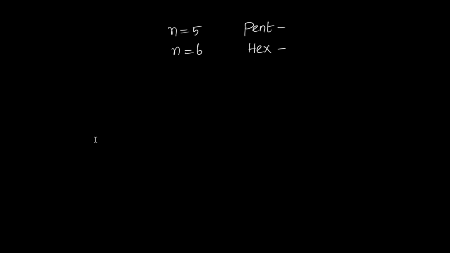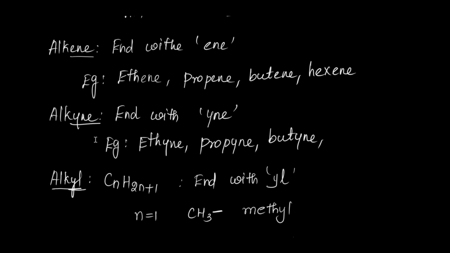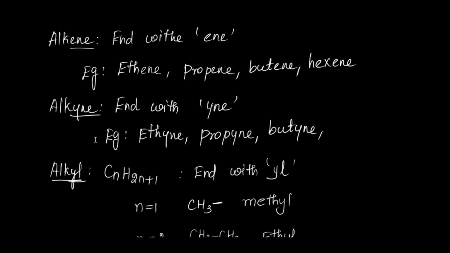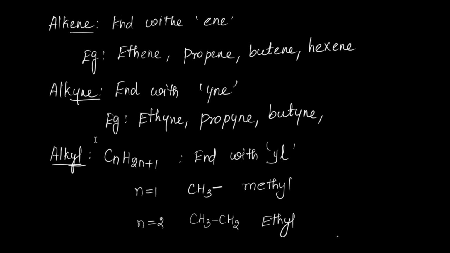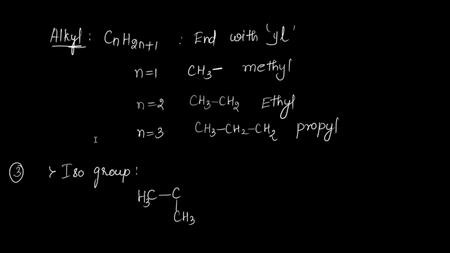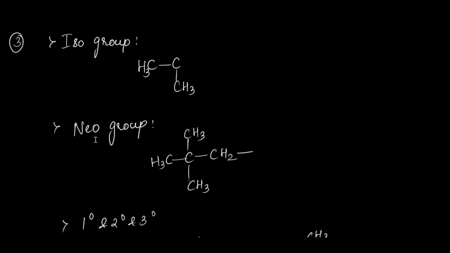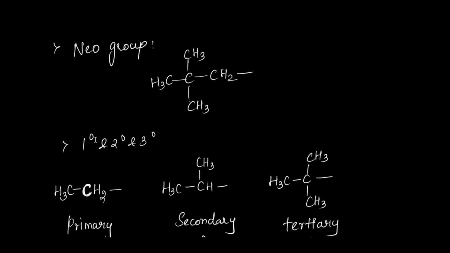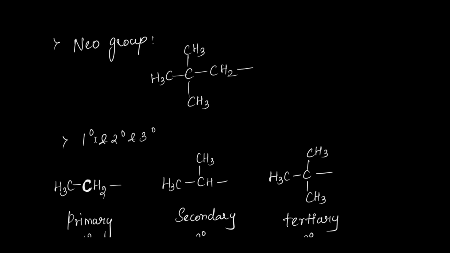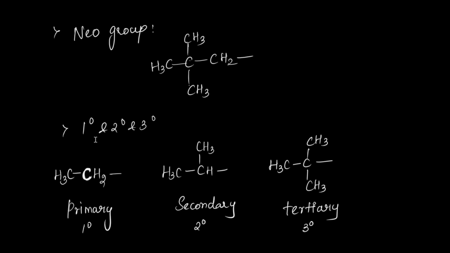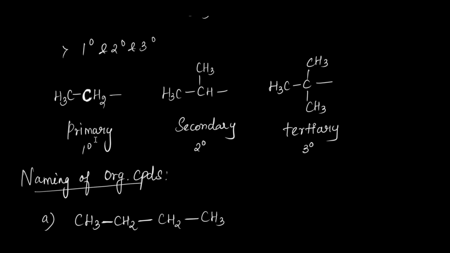Nomenclature: start with the root name, follow the lowest locant rule to find the correct nomenclature. Alkenes end with -ene, alkynes end with -yne, alkyl groups end with -yl. Mostly R refers to alkyl groups. Iso groups have two CH3s on one carbon. Neo group is where four groups are attached to one carbon. And primary, secondary, and tertiary carbons we know.